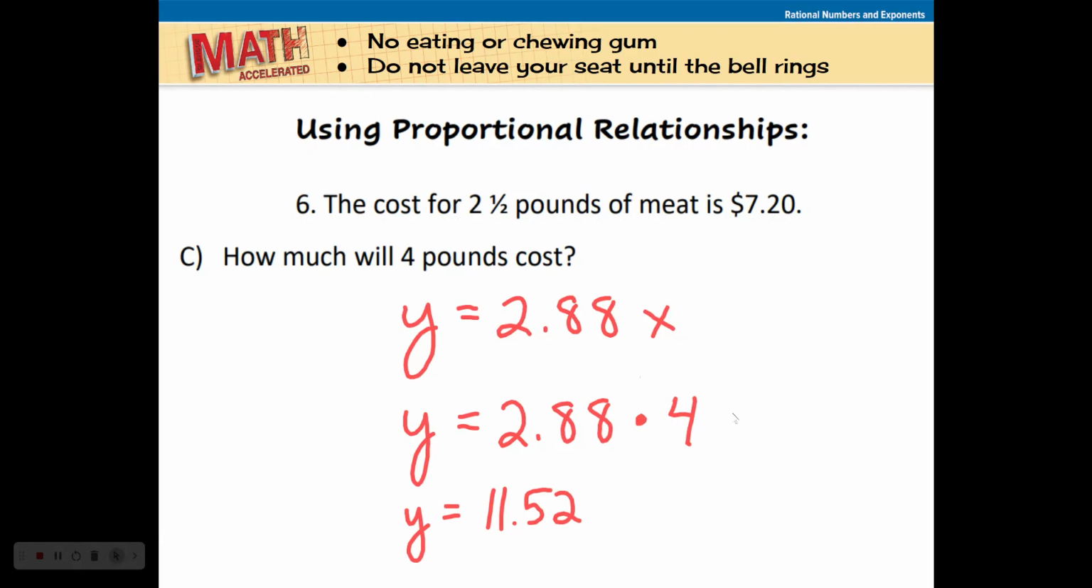Now remember what it's asking for. How much is it going to cost? So the 11.52 is a money number. So 4 pounds of meat will cost $11.52.